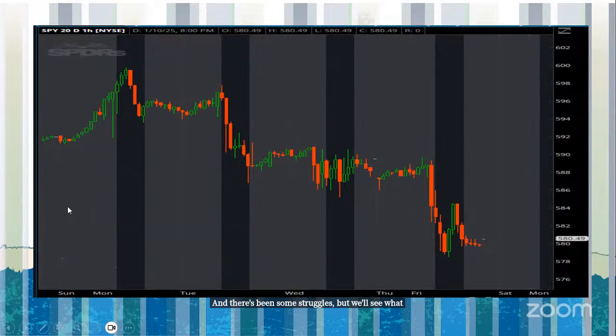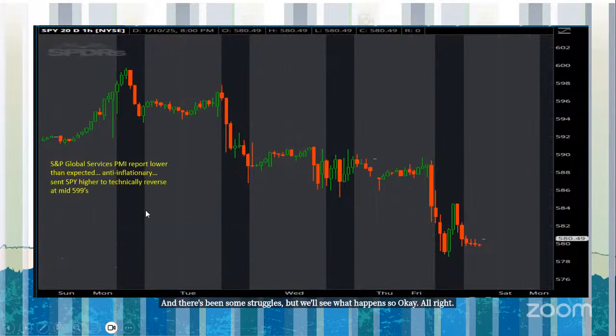All right, what happened on Monday? The S&P Global Services PMI report and the Producer PMI report came in lower than expected. Anti-inflationary. That sent SPY higher to technically reverse at the mid 599s.